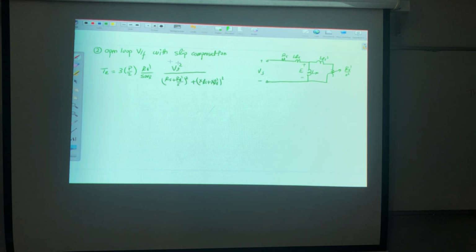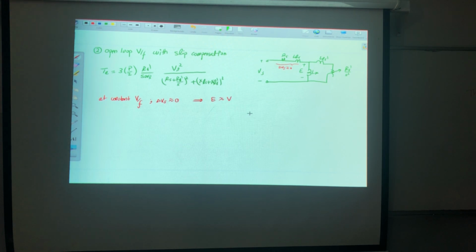Under the assumption that the voltage drop across the stator circuit here is negligible, I can move this branch here. You assume that this one, delta Vs, is almost equal to 0. Good. Now, if we need to maintain constant V over F, under the assumption that delta Vs is almost 0, then this means that E is almost equal to V, correct?